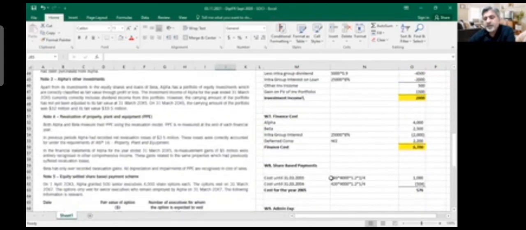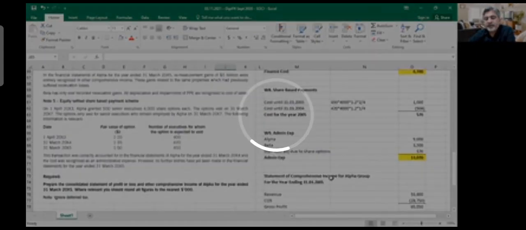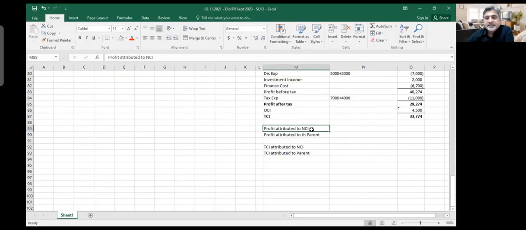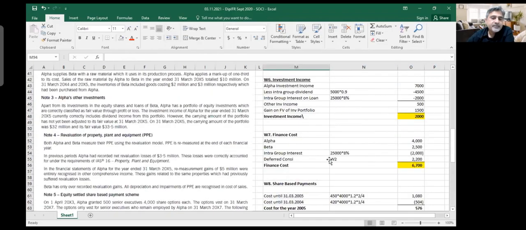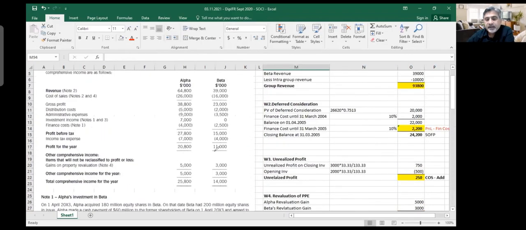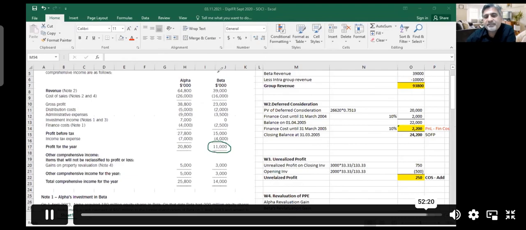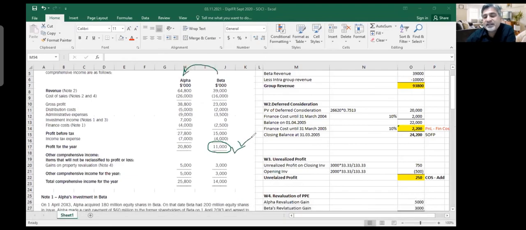So we need to give NCI 10%. So NCI was 10% of what? Am I going to give him 10% from this number? Should we give him 10% from 29,000? No. We should give him 10% from profit of beta. And we are giving it straight from the beta because there is no sale. Beta did not make any sale. So beta profit I'm taking as it is. There is no unrealized profit adjustment here. There is no other impairment of something. So whatever beta profit is there, 11,000, we are accepting it as it is.